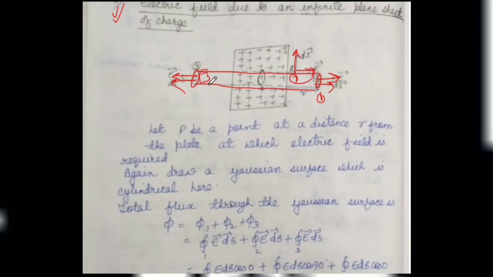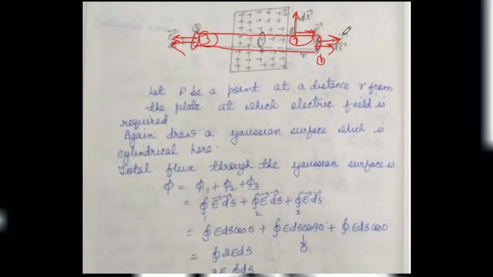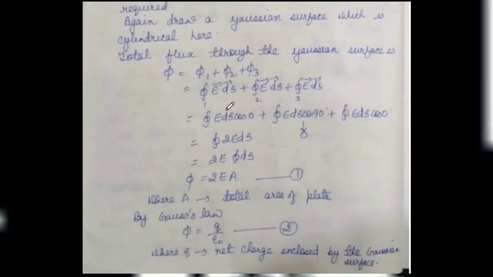Now we have to calculate the total flux first through all these three surfaces, phi 1 plus phi 2 plus phi 3. In the first surface, electric field and area vector are in the same direction, angle is 0. Here the electric field and area vector make a 90 degree angle, and in the third surface also 0 degree, right? So if the angle is 90 degrees, cos 90 is 0. So there is no contribution of flux passing through this surface. Second surface flux is 0. Only the first and third surfaces have flux passing through them.